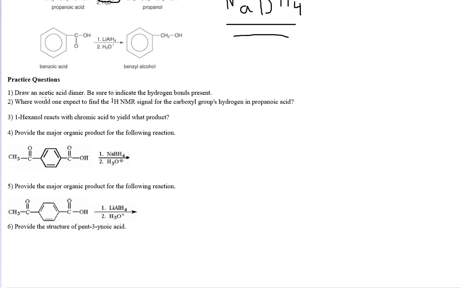So the first one says, draw an acetic acid dimer, be sure to indicate the hydrogen bonds present. Well, a dimer is just two identical molecules linked together. Let's be a little bit more specific here. Acetic acid has two carbons, an oxygen, and then a hydrogen. For drawing the dimer, we need to draw the opposite of this as well: the hydrogen bonded to the oxygen, bonded to a carbon, with a double bond to another oxygen. So we have acetic acid and acetic acid.